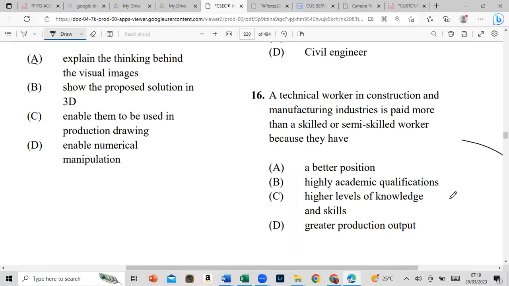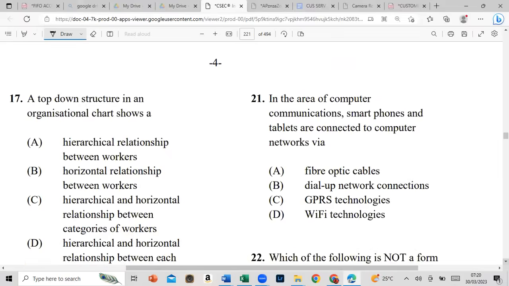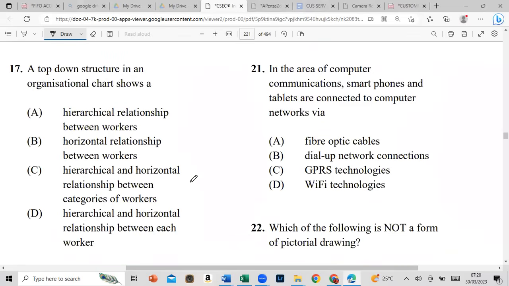Number 16, a technical worker in the construction and manufacturing industry is paid more than a skilled or semi-skilled worker because they have A, a better position, B, highly academic qualifications, or C, higher levels of knowledge and skill, or D, greater production output. And that would be C, higher levels of knowledge and skill. So guys, get that knowledge, get that skill. Not everyone's going to be a doctor, all right? So pick yourself up. Once you have ambition, trust me, I'm rooting for you.